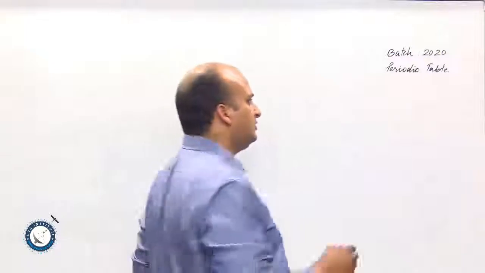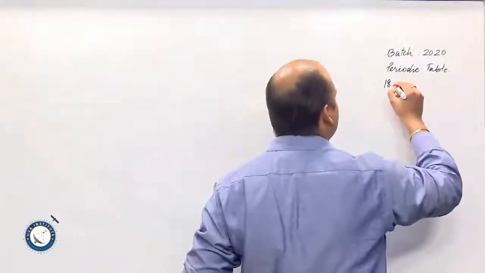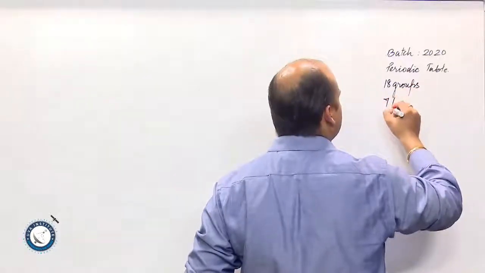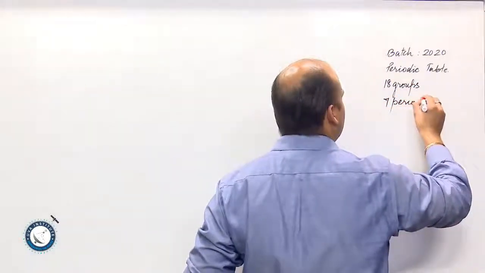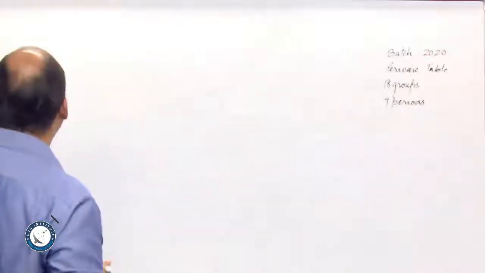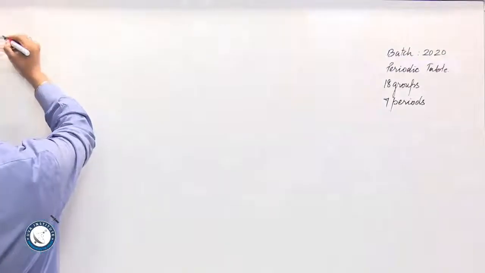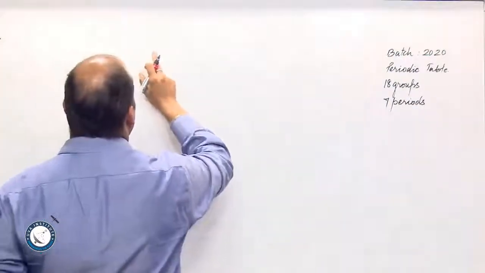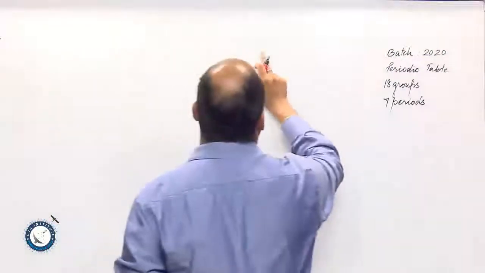So in the last class we discussed that there are 18 groups, and then there are 7 periods. So let me make a matrix of 18 by 7. We will start from here. So this is 1, 2, 3, 4, 5, 6, 7, 8, 9, 10, 11, 12, 13.